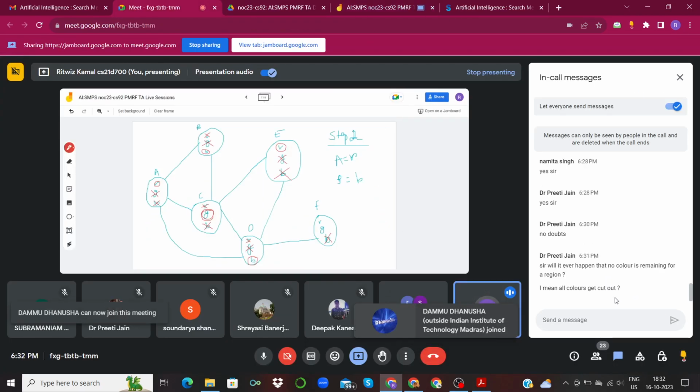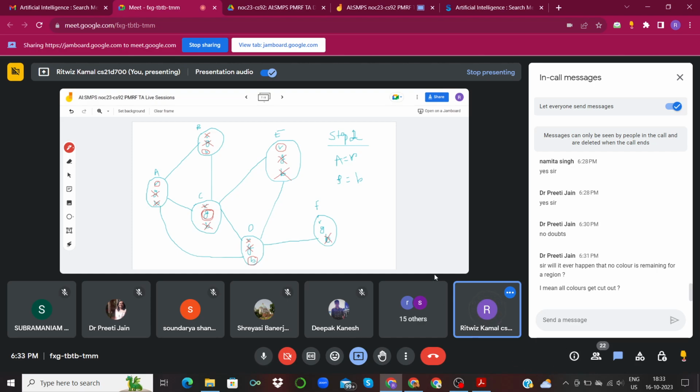There are a couple of doubts. Will it ever happen that no color is remaining for a region? It can happen. In that case, there will be no particular solution to that map coloring problem. There can be cases where no color is left to be assigned to a particular region, and it depends on the way your different regions are connected to each other.